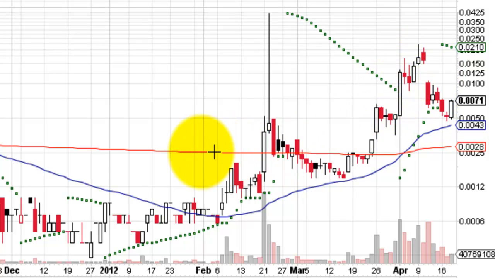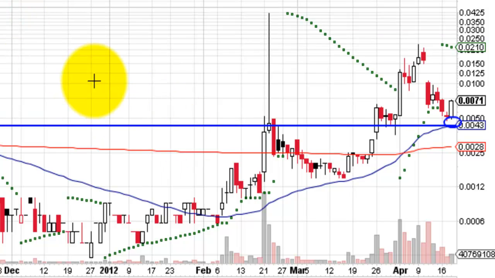If we look over here, we see this red line. This red line represents the 200-day simple moving average, which is sitting at 0.0028. This blue line right here represents the 50-day simple moving average, which is 0.0043. Right now, this blue line is definitely a support line at that 0.0043. And if I go ahead and put that here, we can see that.